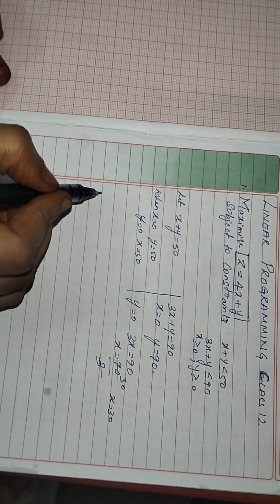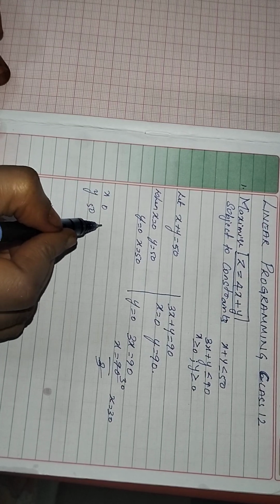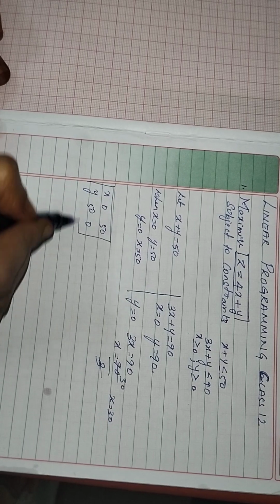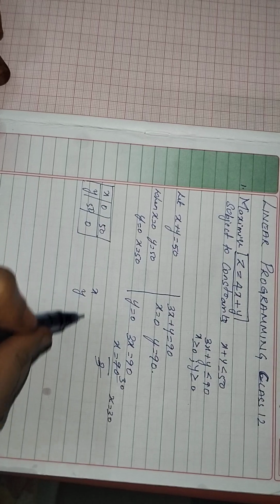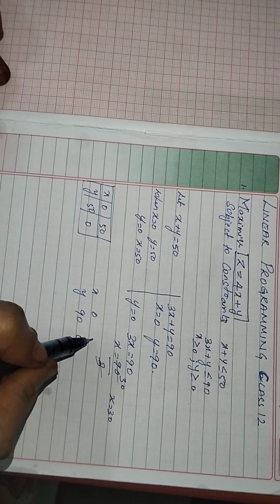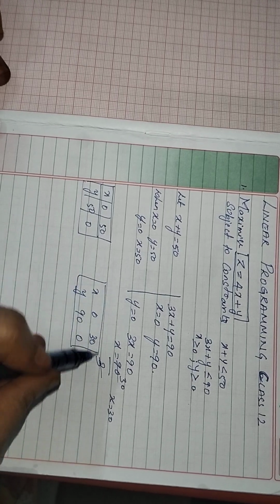So let's start plotting the graph. Write the table before that, x, y. For the first table: x is 0, y is 50; y is 0, x is 50. And the second table, x and y: when x is 0, y is 90; when y is 0, x is 30. So now our values are ready to plot.